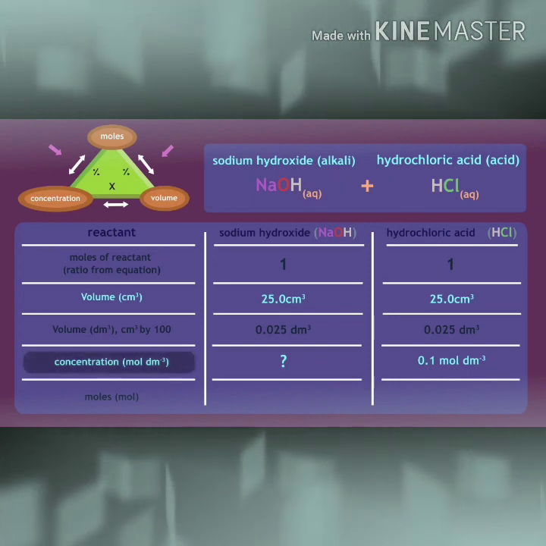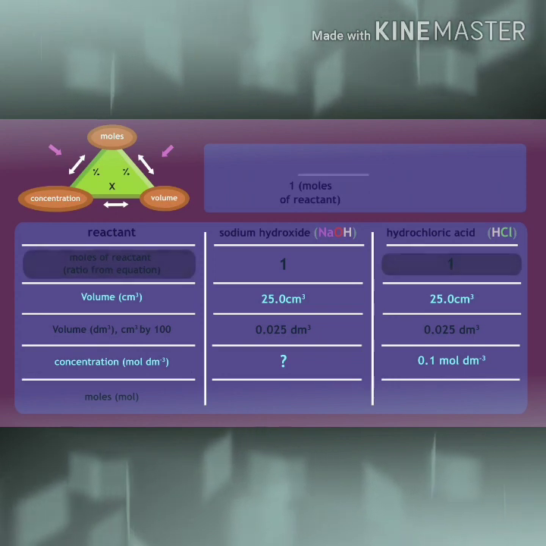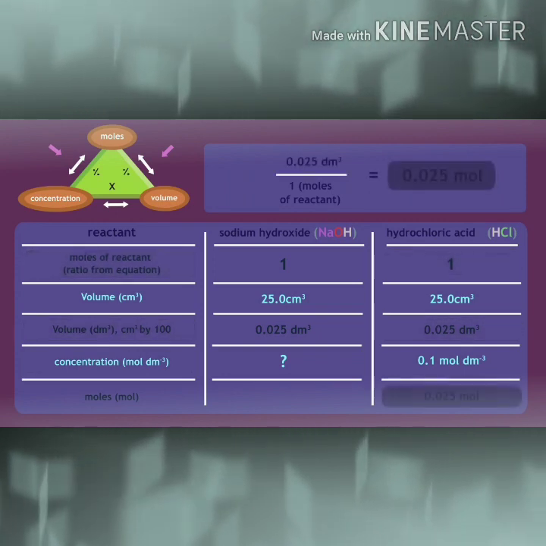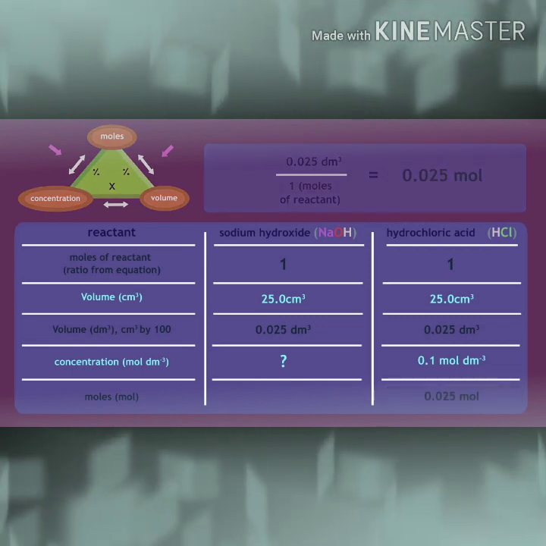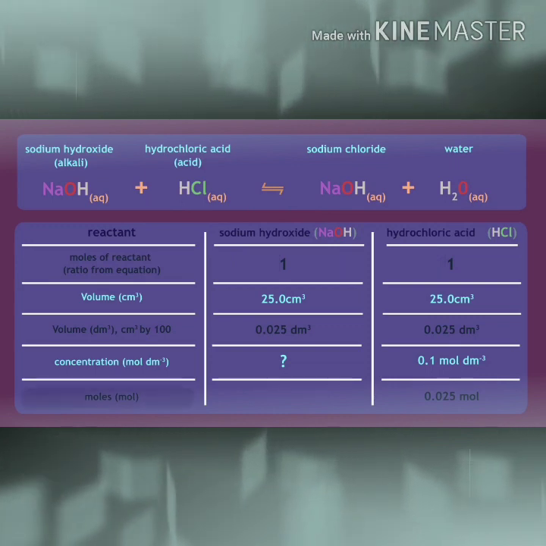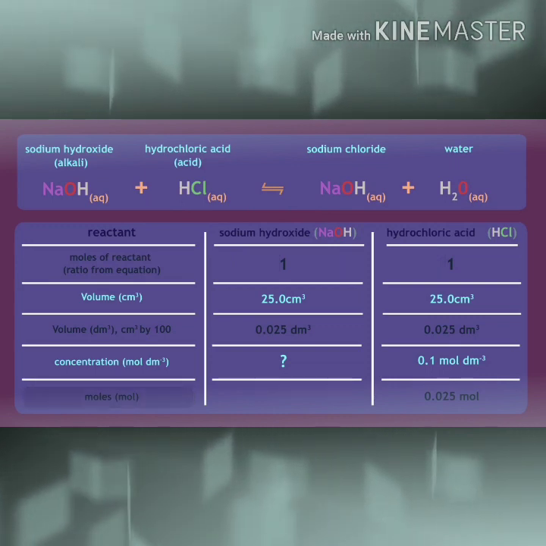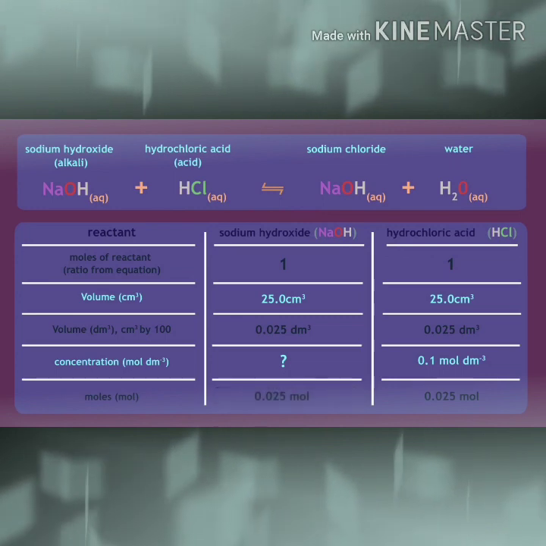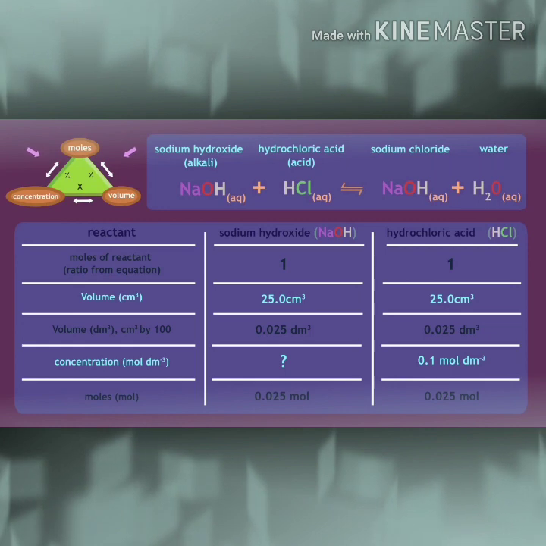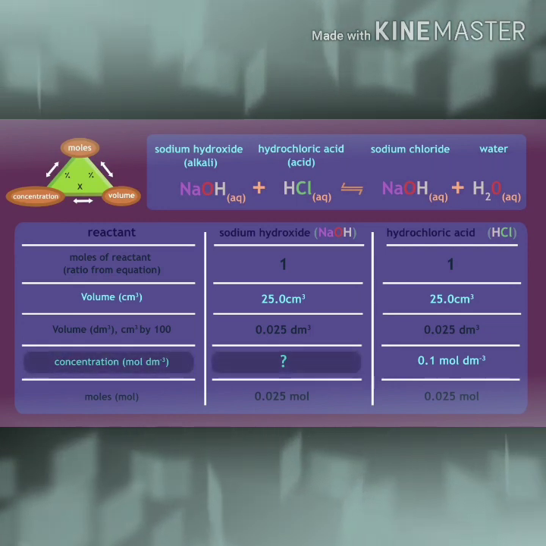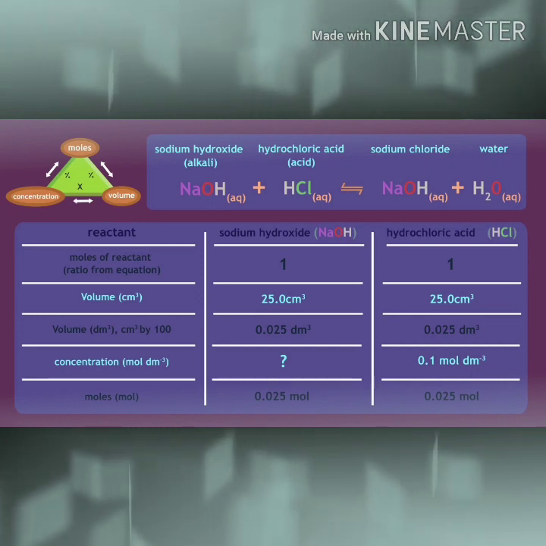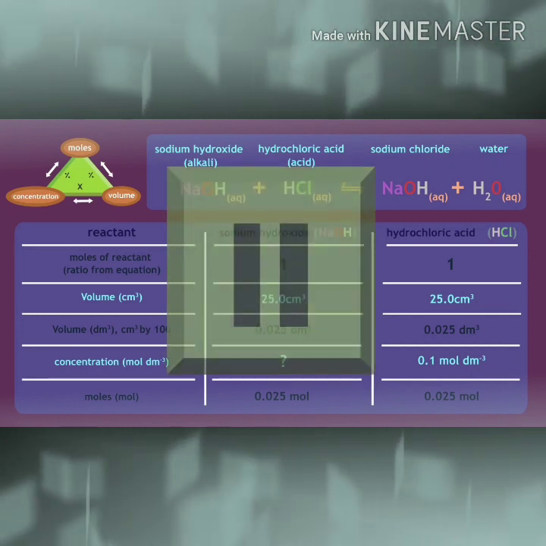Here is the information: the volume of sodium hydroxide is 0.025 dm³, and the hydrochloric acid volume we also have here is 0.025 dm³. And now you could see the ratio of sodium hydroxide and hydrochloric acid is 1:1. So the same number of moles is produced in both cases, sodium hydroxide and hydrochloric acid. Now by using this triangle formula you have to find the concentration of sodium hydroxide.